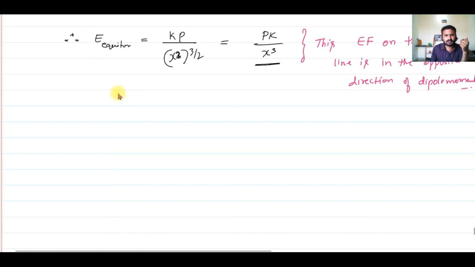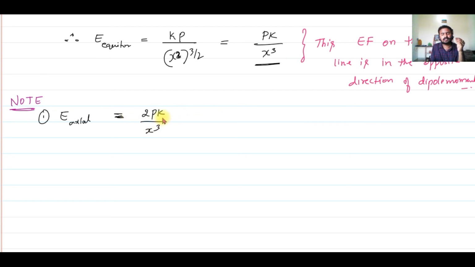All right, so now to summarize what we discussed, electrical field along the axial line is 2 pk divided by x cube. And what will be the direction of electrical field along the axial line? In the same direction of dipole moment. And electrical field along the equatorial line is pk divided by x cube.